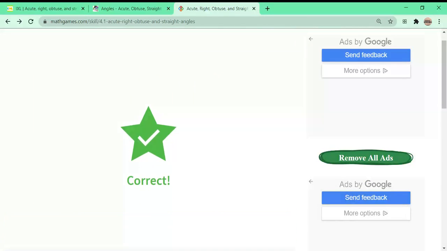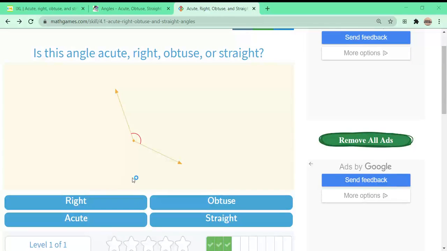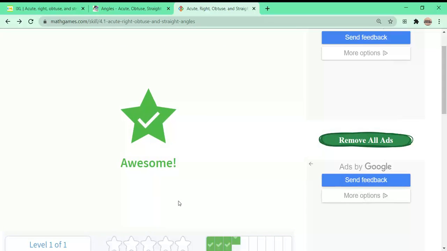Okay, correct. It says, is this angle acute, right, obtuse, or straight? So we know that this is not acute because it's not less than 90 degrees, and it's not a right angle because it doesn't have a square at the edge. We know that this is obtuse because it's more than 90 degrees.